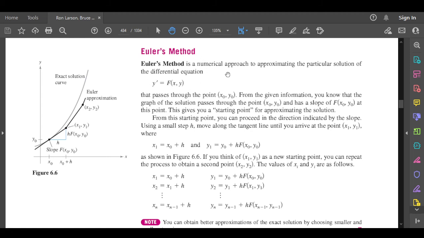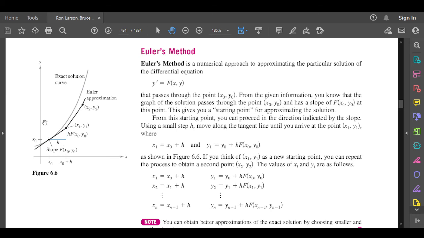Euler's method is a numerical approach to approximating the particular solution of the differential equation y prime equals f of x, y that passes through the point x naught, y naught. So you are given always an initial condition. So from the given information, you know that the graph of the solution passes through the point x naught, y naught and has a slope of f of x naught, y naught. So, diba ka ang slope? Given that you have this point. So, this gives you a starting point for approximating the solution.